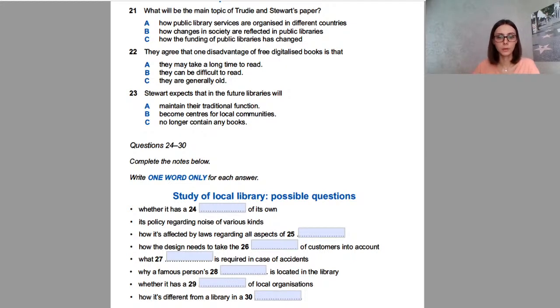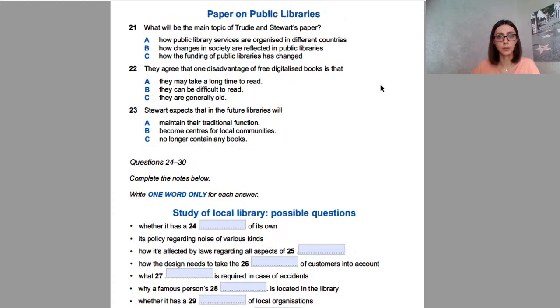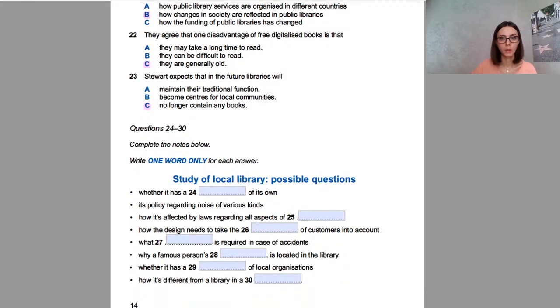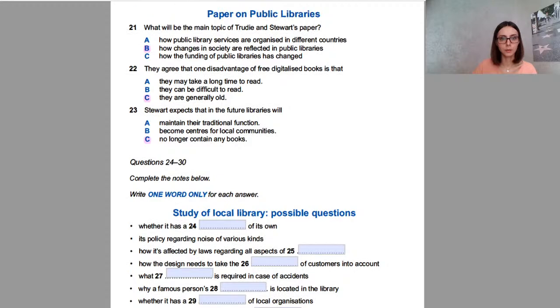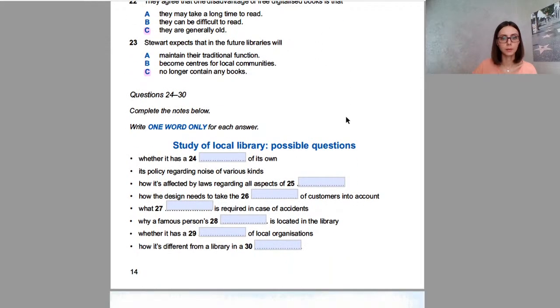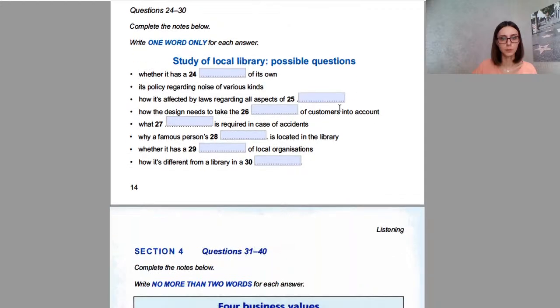Right, so before we turn to section 4, let's actually check your answers, guys. So the 21 answer is B. 22 answer is C. 23, the answer is also C. So make sure that you did it correctly. And let's go to these questions.